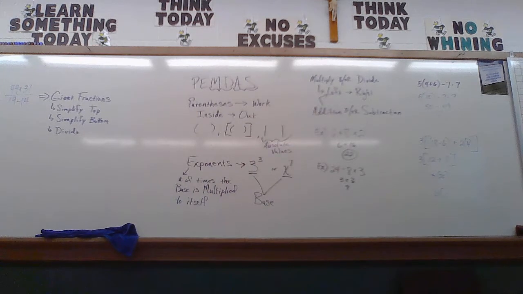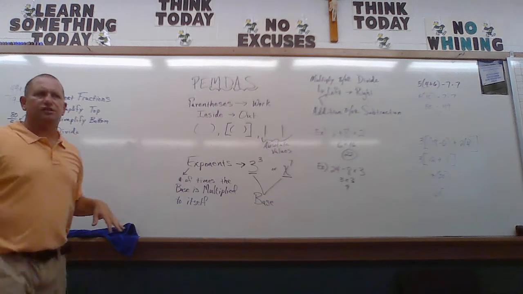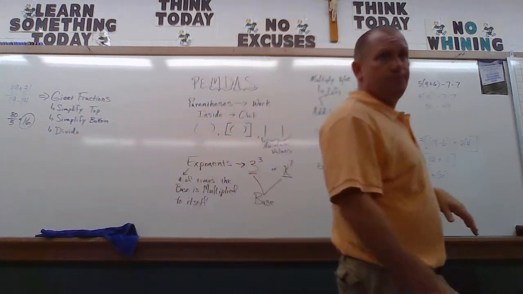Okay? So if I do the top, what do I get? 80. If I do the bottom, 5. Now I'm going to divide, so I get what? 16. 16. Okay? Because otherwise, if I were to try to divide them up and down without doing the addition and subtraction, it gets a little confusing. Okay?